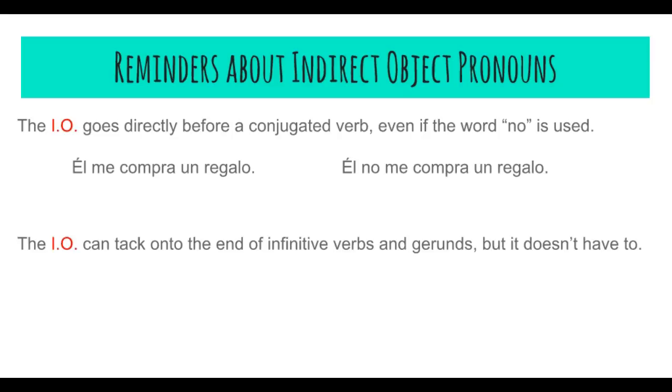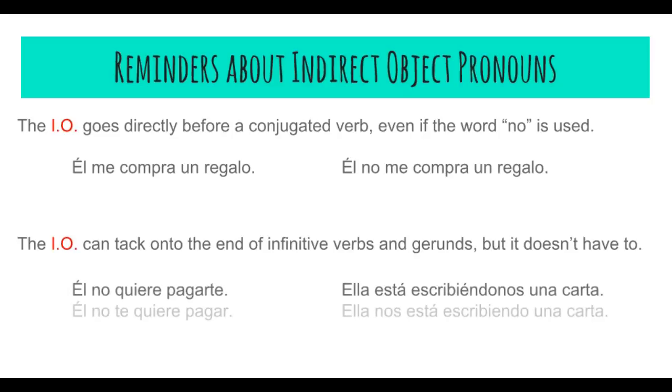If I want to say he doesn't buy a gift for me, or he doesn't buy me a gift, él no me compra un regalo. You'll notice the me goes before the conjugated verb, just like it did when we were using direct object pronouns. And then same with the gerunds and infinitive verbs. It can tack on to the end, or it doesn't have to. So here are a couple of examples of those.